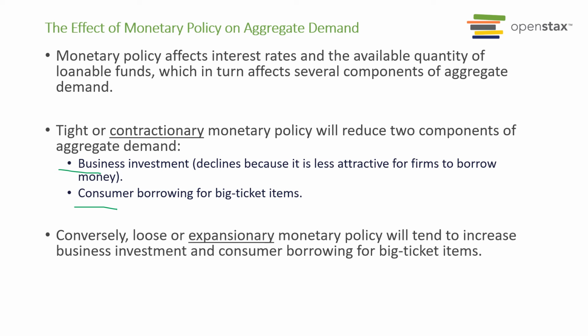When we use a contractionary policy, we're going to see a higher interest rate, which means lower business investment and lower consumer borrowing. And vice versa, if you have an expansionary policy, we're going to see a lower interest rate, so businesses borrow more money, so more investment, and also more consumption in the economy. So both of them will increase whenever you see a low interest rate.